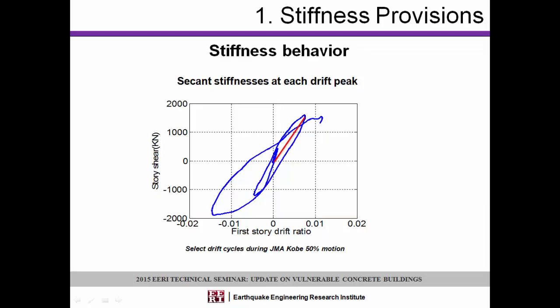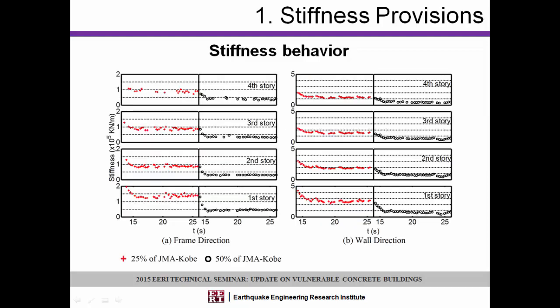And the way we looked at the stiffness was we drew the secant stiffness from 0 to the peak at each of the cycles. So the ground motion would shake the building, and at each of these cycles we would take that secant stiffness and see how it changed with time with the amplitude of the motion. And this is what it looks like. So this figure, if I was to explain it here, is the frame direction and the wall direction.